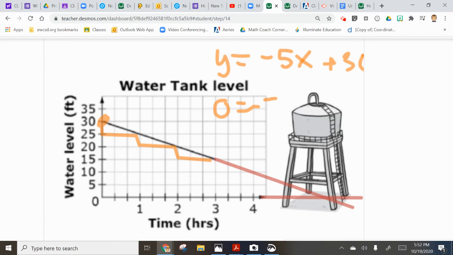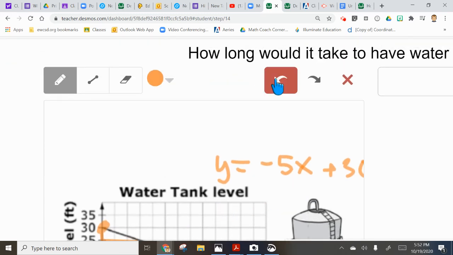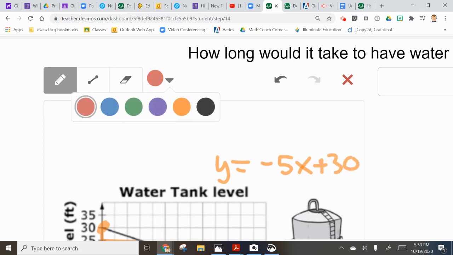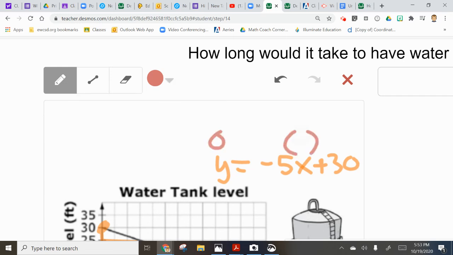And I know it's getting a little messy here, so let me go ahead and back it up a little. Let me try to clean this up. Plus 30. So the question is, how long would it take to get this to 0? Well, what would I have to multiply here to get it to 0? And if you notice, negative 5 times 6 is going to be negative 30. Negative 30 plus 30 is going to give you your 0 number.